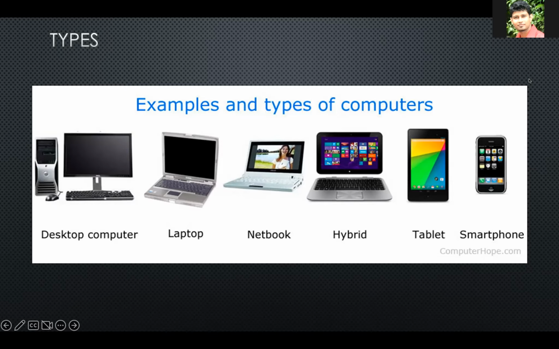Hybrid means there's a keyboard which can be connected and can be removed. That's a hybrid computer. Tablet computers do not have a separate keyboard. And smartphone, you know. Right up to now sometimes you believed only this is the computer, but all these are computers. Your smartphone is also a computer.